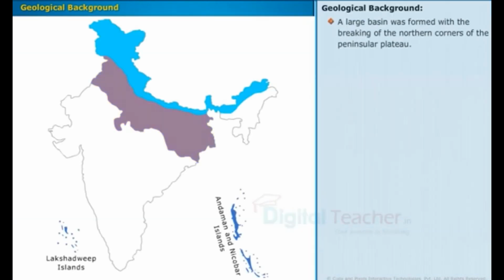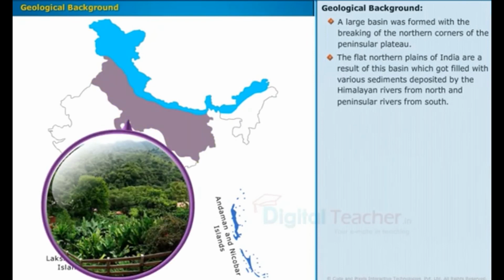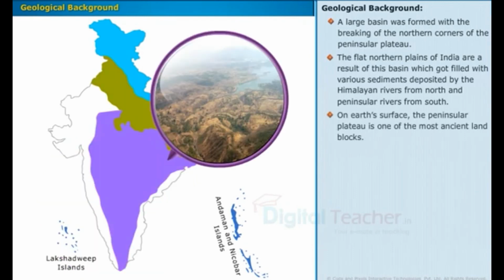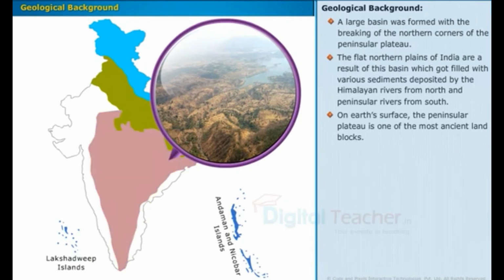A large basin was formed with the breaking of the northern corners of the peninsular plateau. The flat northern plains of India are a result of this basin, which got filled with various sediments deposited by the Himalayan rivers from the north and peninsular rivers from the south. On the Earth's surface, the peninsular plateau is one of the most ancient land blocks.